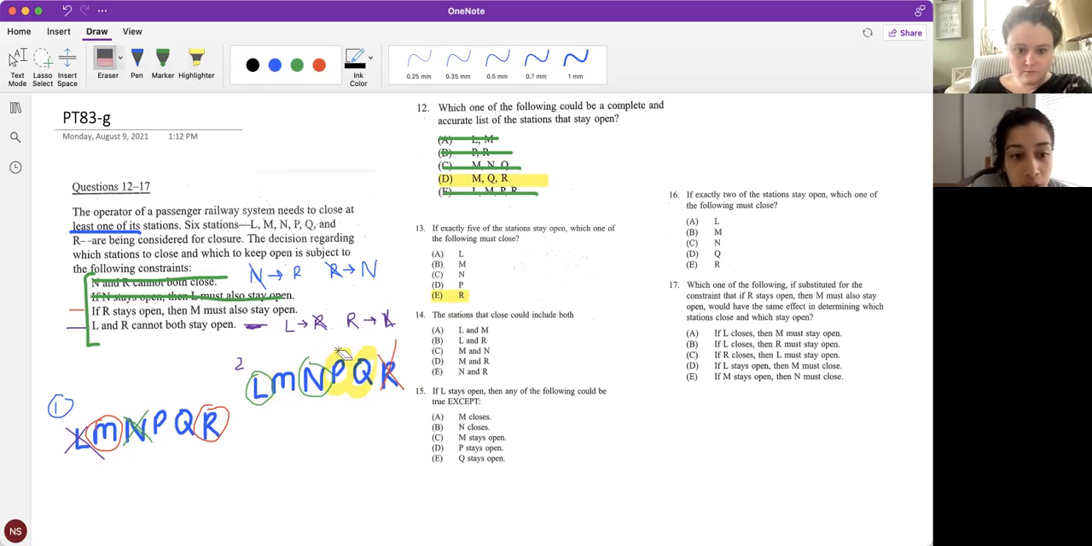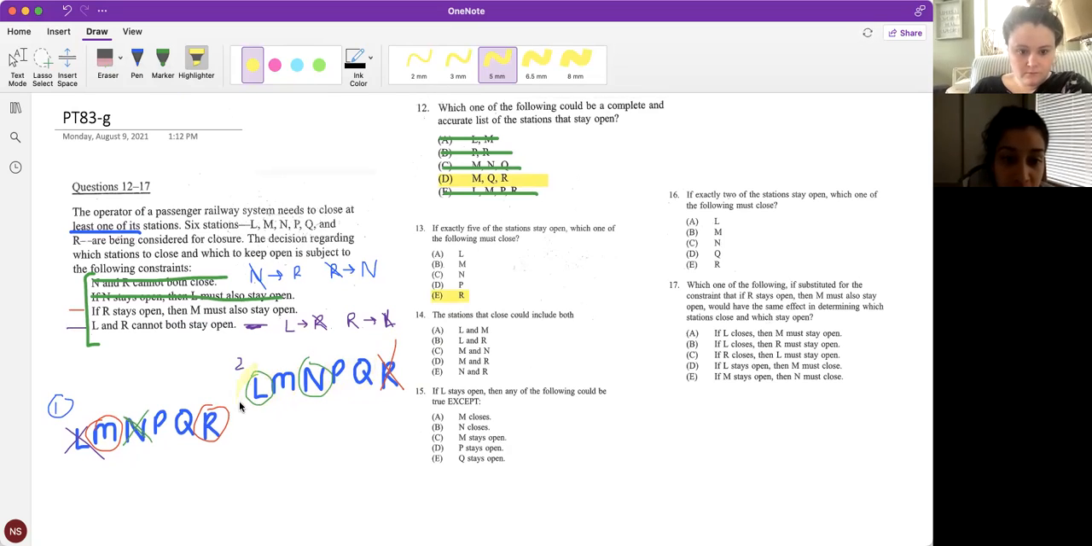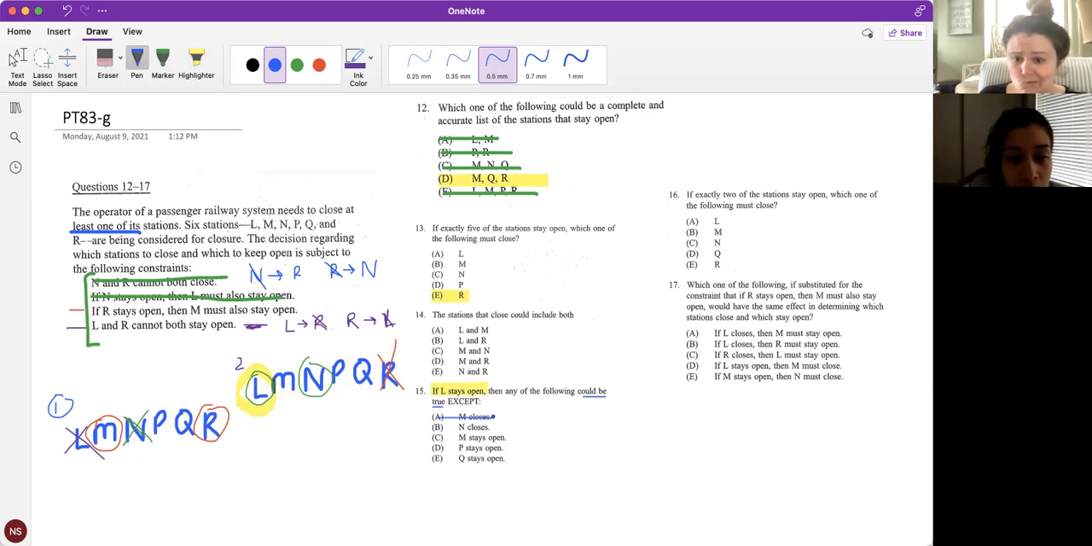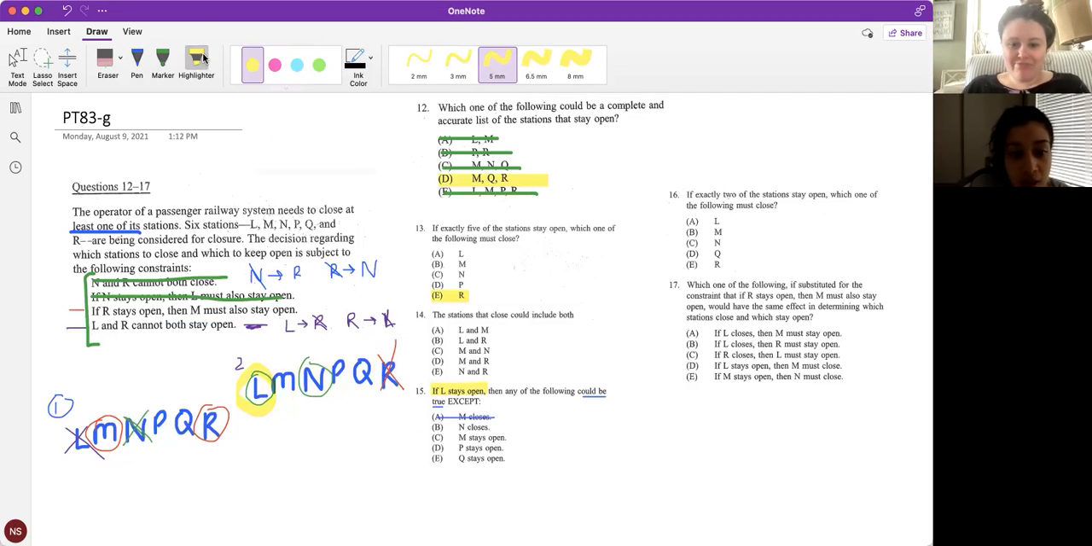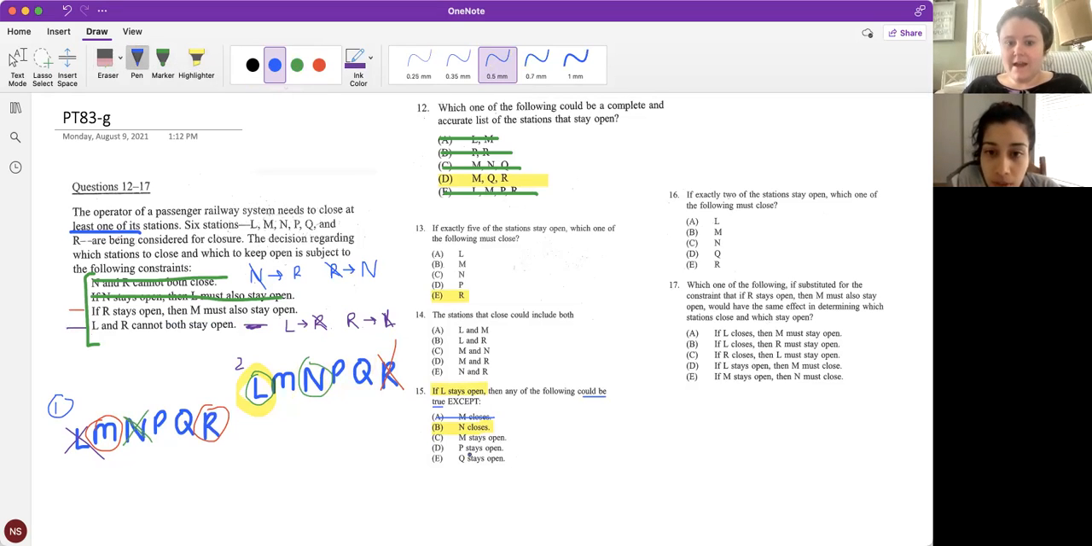All right, so if L is open, that's board 2. Any of the following could be true except, okay, M closes. Well, that is not... could it be true? This could be true, so it's incorrect. Excellent. N closes. N is circled here, so it has to stay open. Excellent. Okay, and then M stays open. That can happen. That's fine. P stays open. That's fine. Q stays open. That's fine. So, yep, E's our answer.